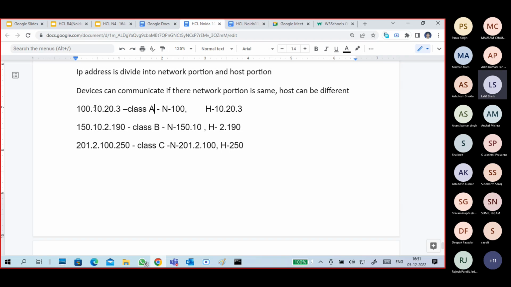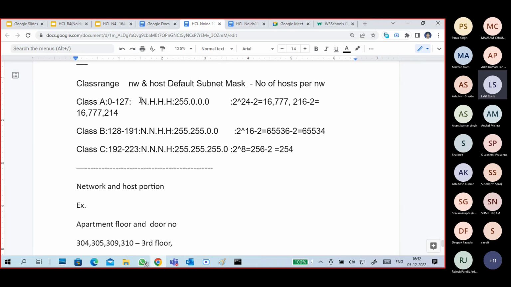So like that, the IP address contains network and host portions. If it is Class A, the first portion is the network portion, and the remaining three are host portions. Class B, the first two octets are the network portion, and the next two octets are the host portion. Class C, the first three are the network portion, and the last one is the host portion. From this table we can understand directly.